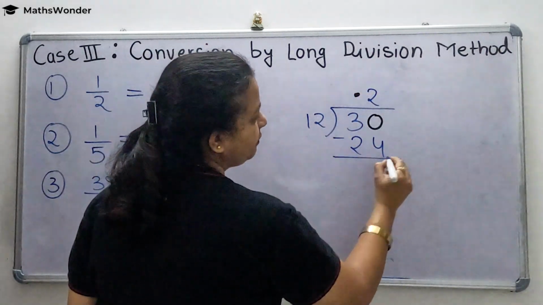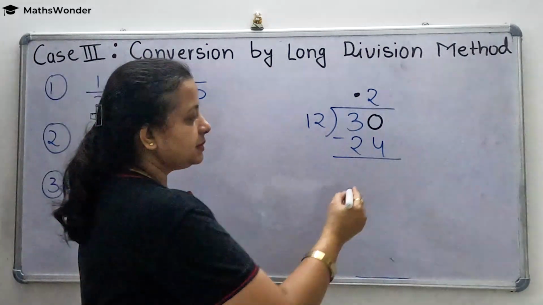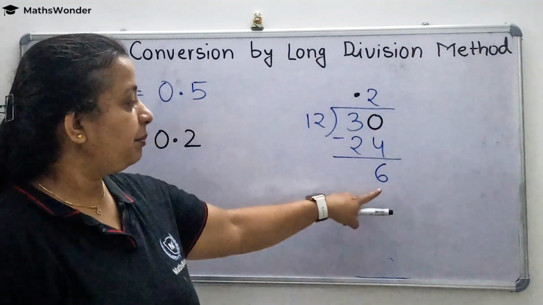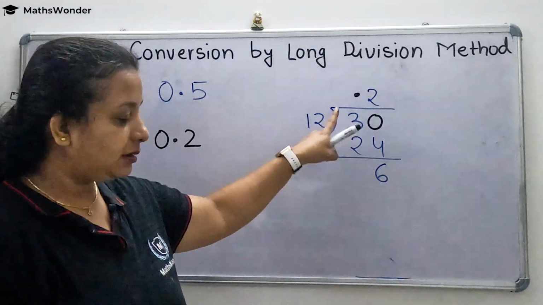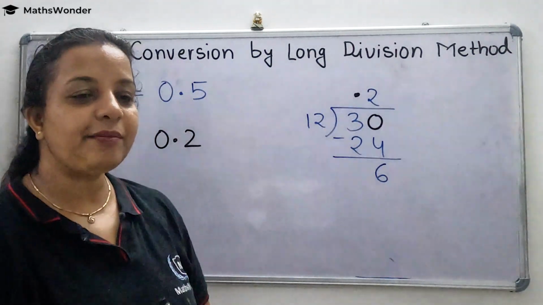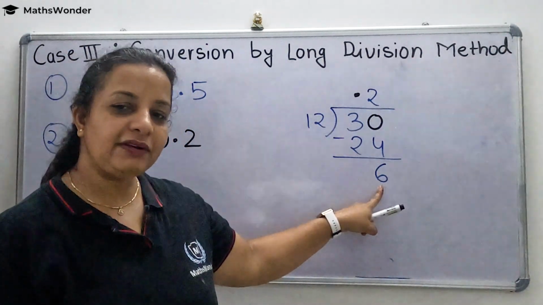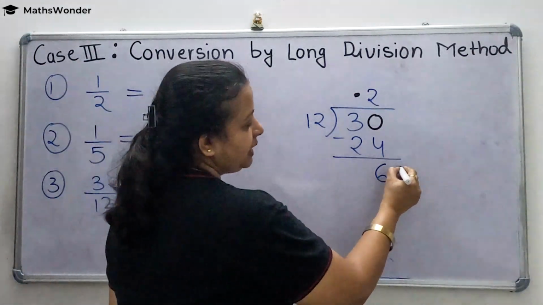When we subtract 24 from 30, it will become 6, right? 6 is the remainder, but 6 is not possible. You have to continue this process till the remainder is 0. So 6. Then what will you do? Can we give it 0? Yes, we can give it 0.